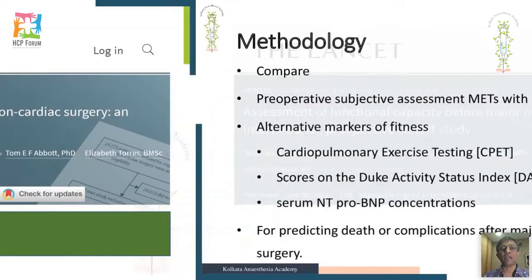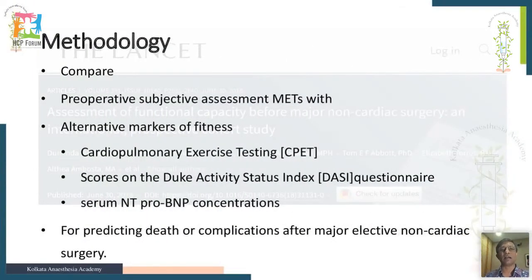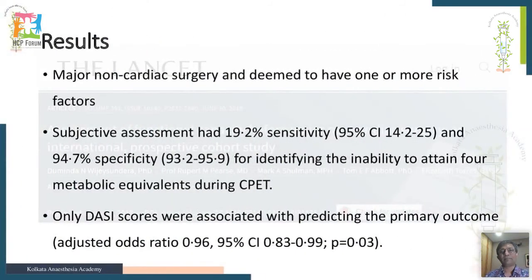They were trying to look at preoperative subjective assessments with these MET scores and the alternative markers of fitness, like the extensive cardiopulmonary exercise testing. They brought in the basis on which the MET scores were developed, which is the Duke Activity Status Index questionnaire, the DASI questionnaire. They were also looking at serum NT-proBNP concentrations. And the primary outcomes they were looking at: can these predict death or complications after major elective non-cardiac surgery? They looked at patients undergoing major non-cardiac surgery with at least one or more risk factors.